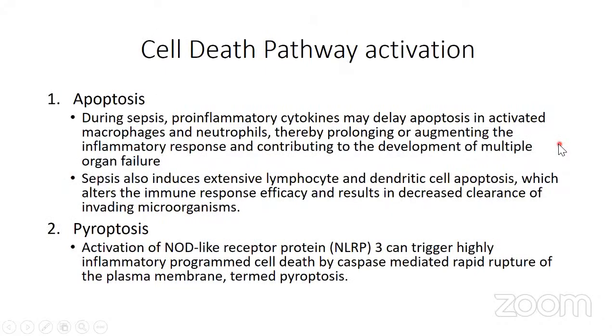So the next one is cell death pathway activation. We have many pathways of death as a result of this metabolic dysfunction due to a dysregulated immune response. We have apoptosis, pyroptosis, autophagy, necroptosis, ferroptosis. There are quite many, but we shall just deal with a few. So apoptosis. During sepsis, pro-inflammatory cytokines may delay apoptosis in activated macrophages and neutrophils, thereby prolonging or augmenting the inflammatory response and contributing to the development of multiple organ failure. And that is very important to remember.